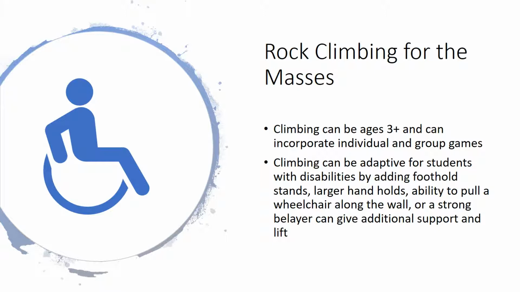Climbing can be adapted for students with disabilities by adding footholds that have platforms, larger handholds to make it a little easier, the ability to lift the mats and pull a wheelchair along the wall by using the holds to pull themselves along. Or if you have a really strong belayer, they can give additional support to someone that may not be able to utilize arms or legs as effectively.